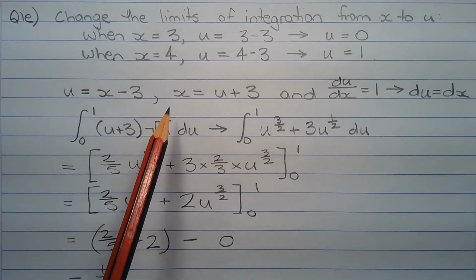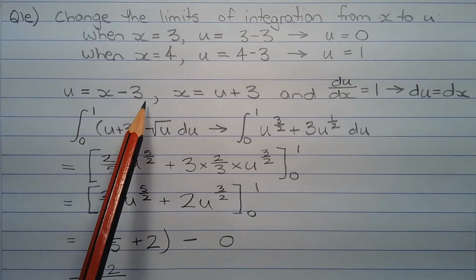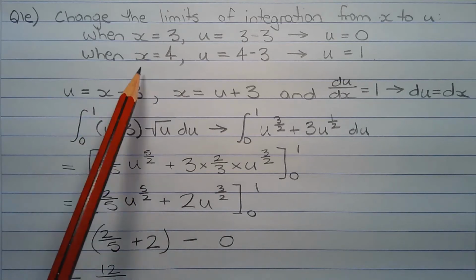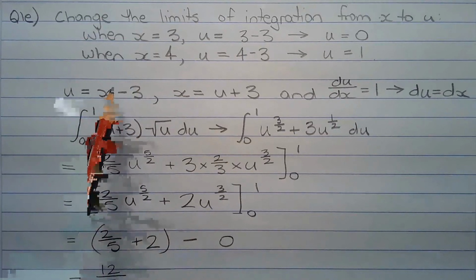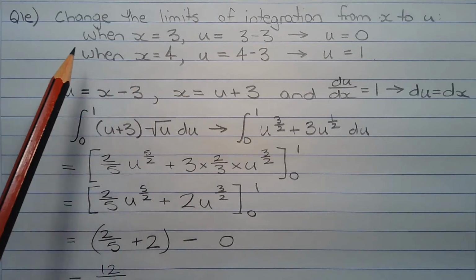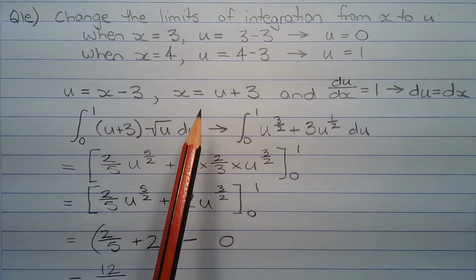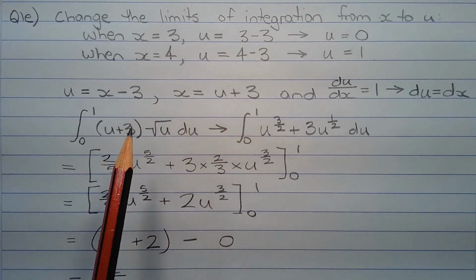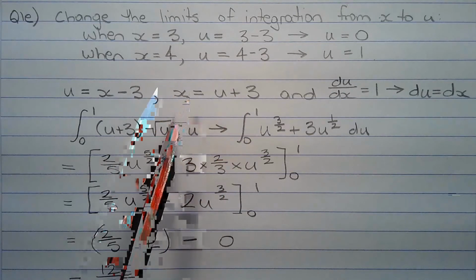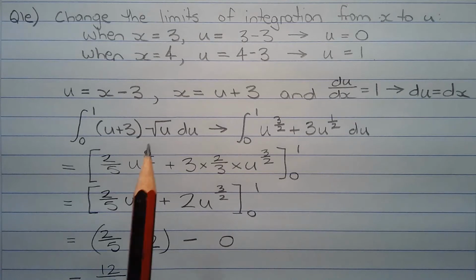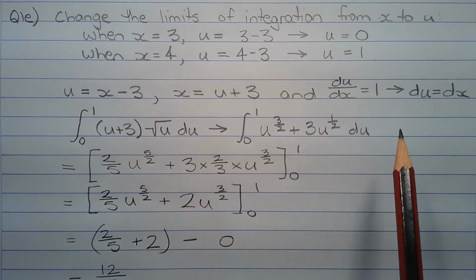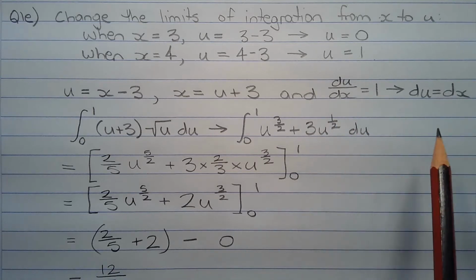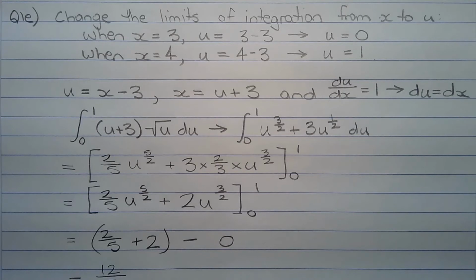Now to consider the substitution itself, u is equal to x minus 3. Now x minus 3 is inside the surd in the integrand, and we're going to replace x minus 3 with u. Rearranging the substitution to make x the subject, we have x is equal to u plus 3, and we're going to replace x in the integrand, so that's outside the surd, with u plus 3. Differentiating u with respect to x, we get du dx is equal to 1, hence du equals dx, and we're going to replace dx with du.